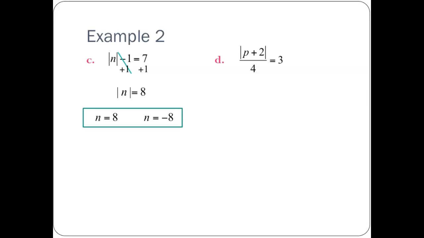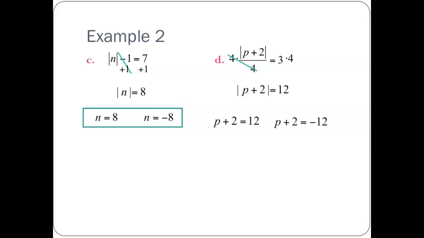Okay, in the next one, we have the absolute value of p plus 2 all over 4 equals 3. Now, to get the absolute value by itself, we're going to go ahead and multiply both sides by 4. So that leaves me with the absolute value of p plus 2 equals 12. And now I can write my two equations. So the first equation will be p plus 2 equals 12, the same thing without the absolute value signs. And the second equation will be p plus 2 equals negative 12, to make that right-hand side the opposite.